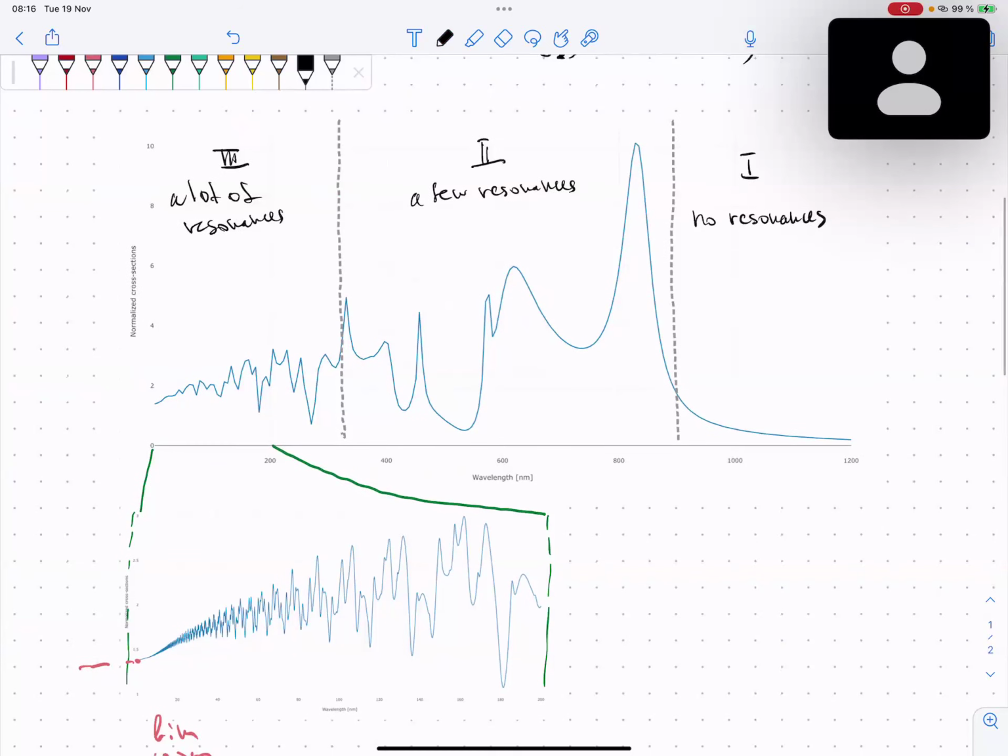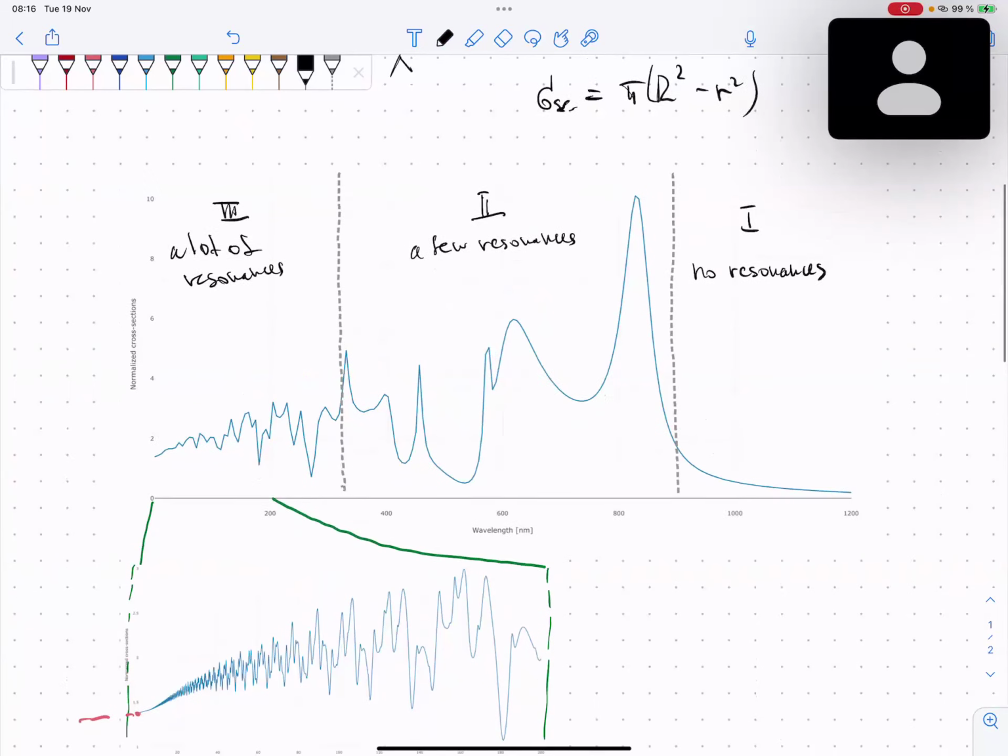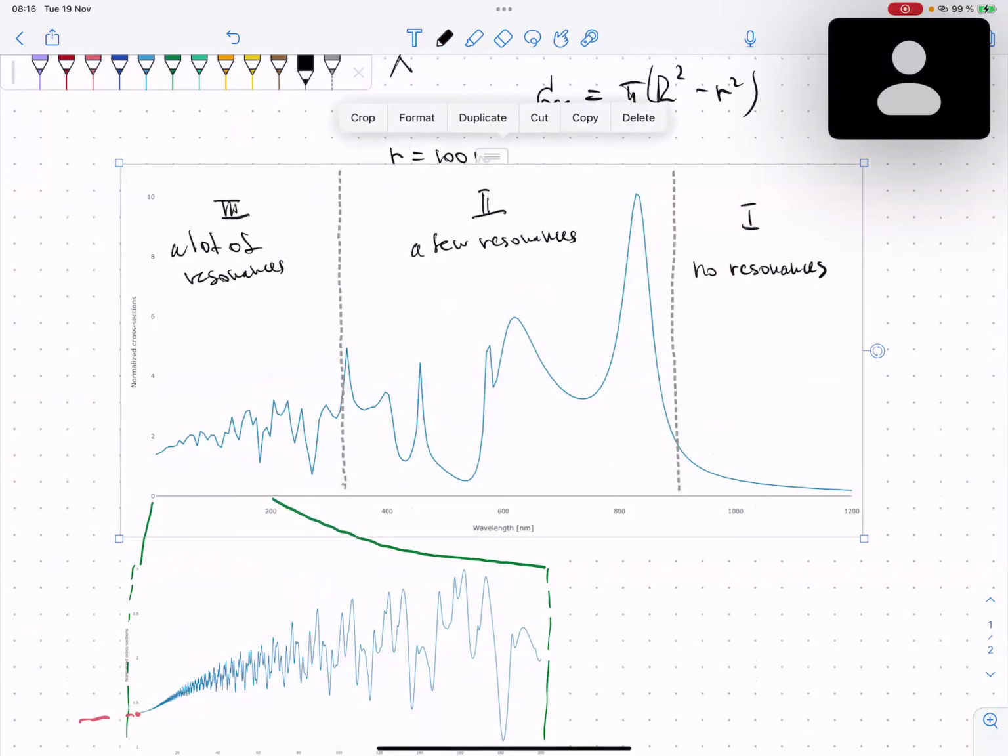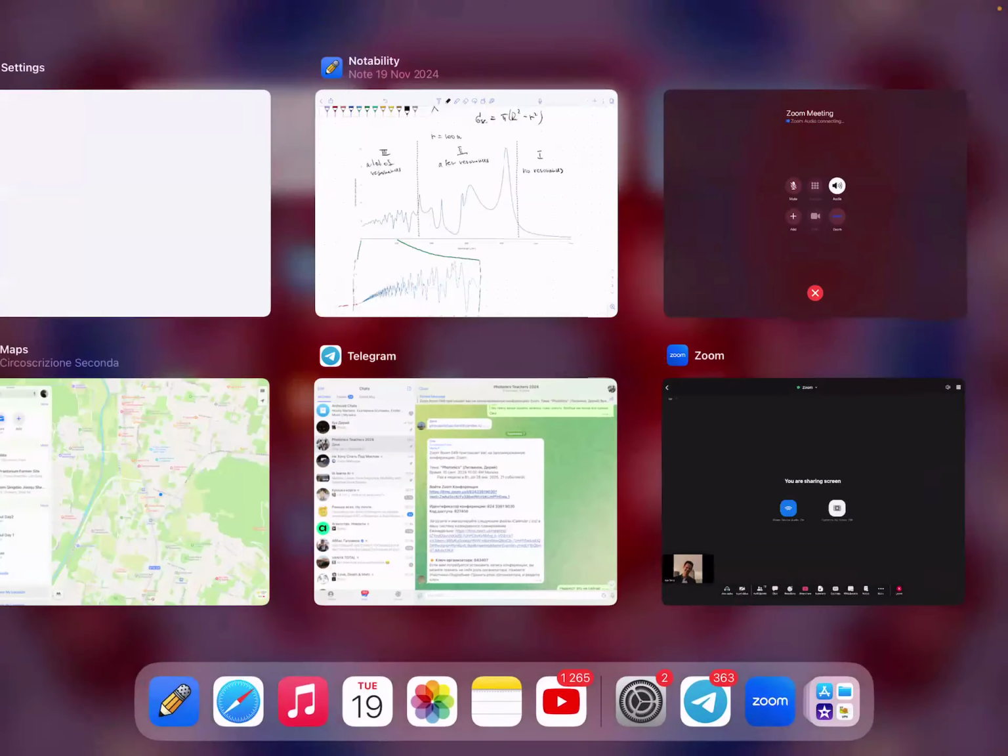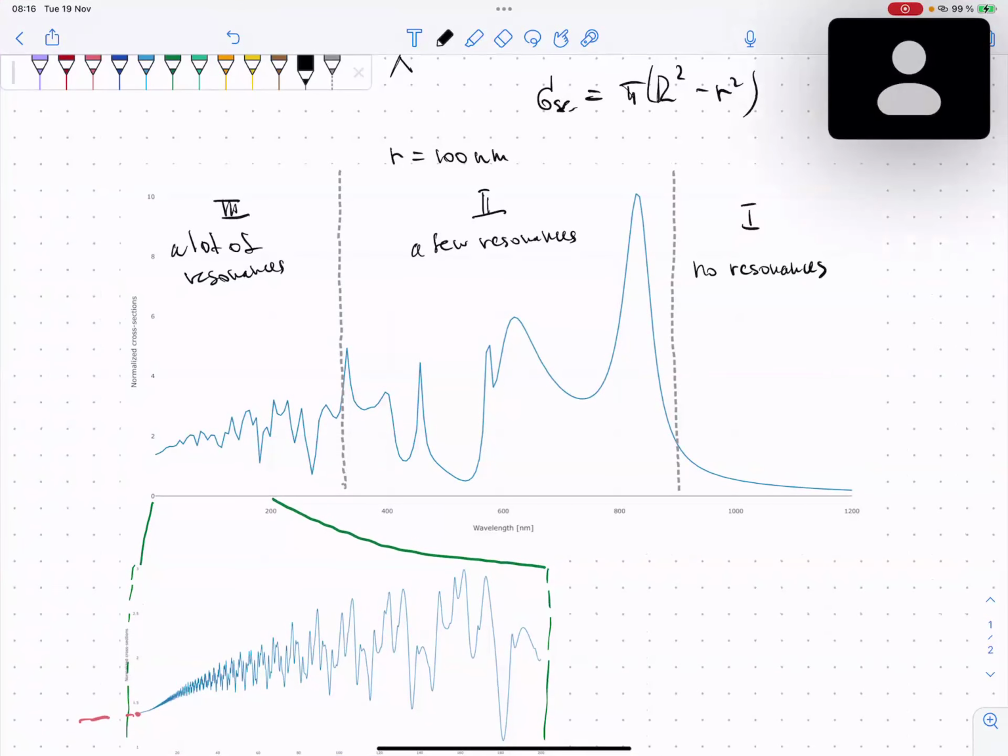The most important thing right now is that we have here three regions. These three regions are distinguished by the geometrical parameters of the scatterer. Just to remind you, the radius is 100 nanometers. The refractive index is 4.